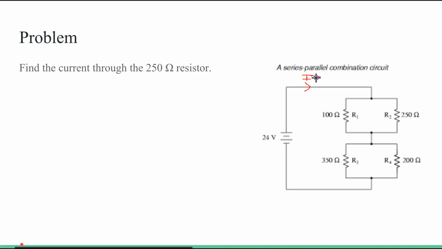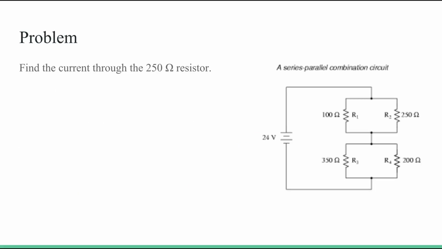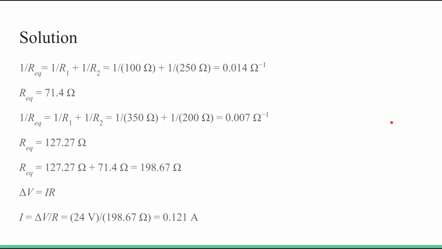So that we already found was 0.121 amperes. So that's this current. But we want to find the current through the 250 ohm resistor. So what you want to do is find the voltage drop across this combination. So you split it back up into 127.27 and 71.4 ohm resistors.